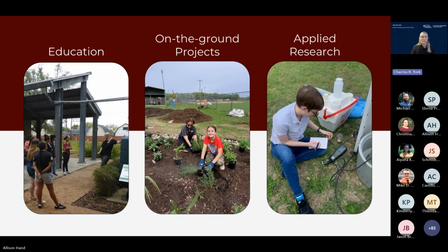We also work directly with communities to help get projects on the ground. And finally, we do applied research, especially looking at green infrastructure practices that have been installed, evaluating them and making sure that we continue to recommend the best practices and approaches that work here in Texas.